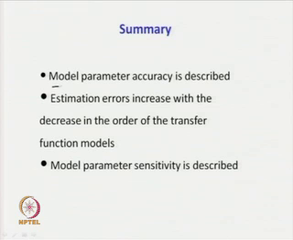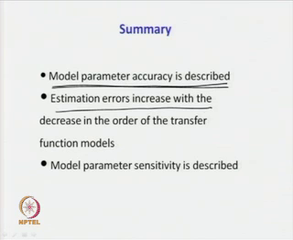So, the model parameter accuracy is described, where we have seen the absolute error contributed particularly by errors in the measurements. Also, estimation errors increase with the decrease in the order of the transfer function models. This has been explained in detail. When the order of the transfer function model increases, the estimation error decreases. But when you go for a higher order transfer function model, what happens? More parameters could be there, or the complexity involved will be more. When you find the analytical expressions, it may not be as easy as for the transfer function model with fewer parameters or lower order.